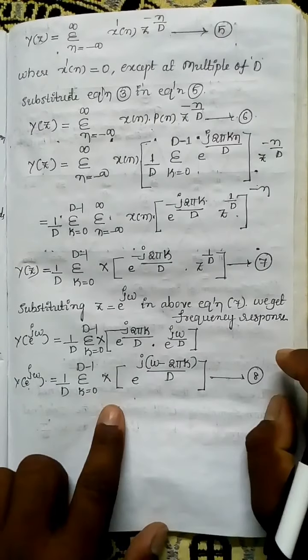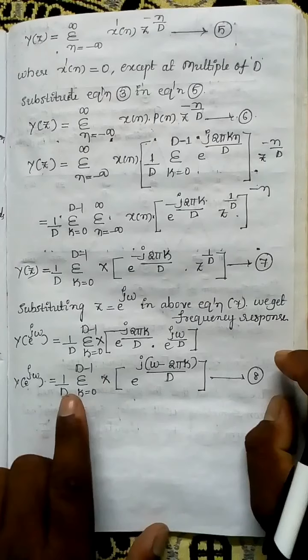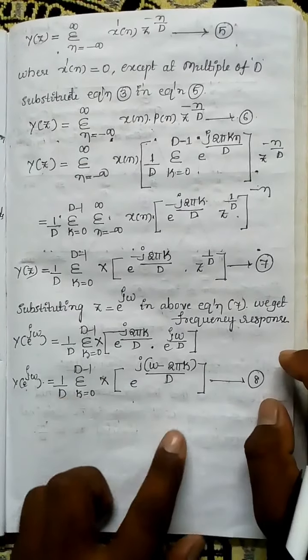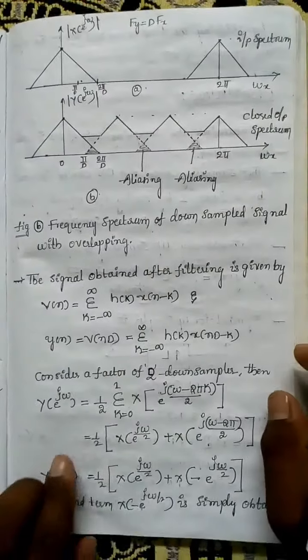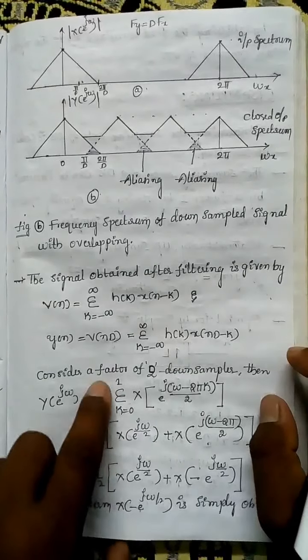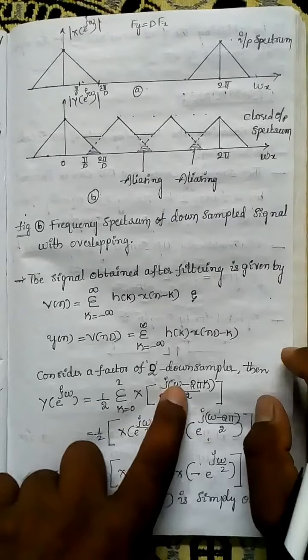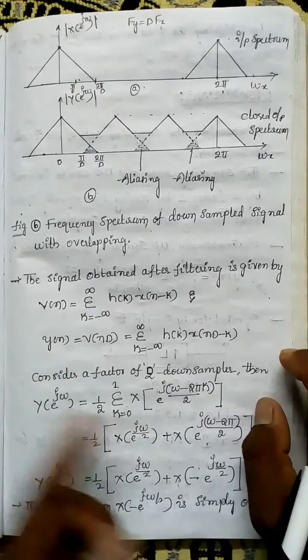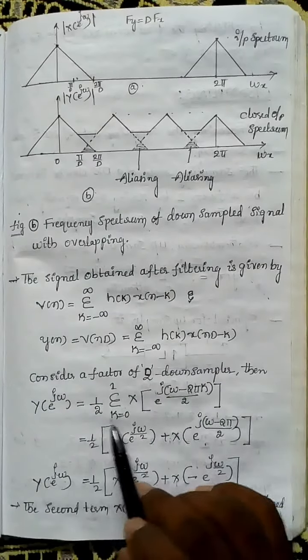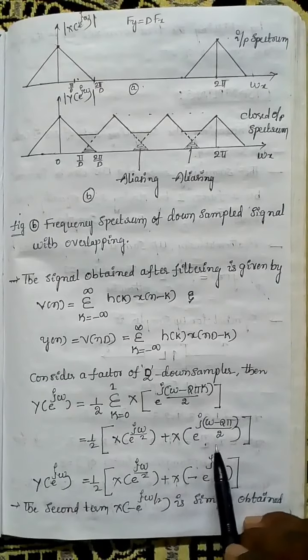You directly substitute this 2 in equation 8. So in this equation you simply substitute d is equal to 2. Wherever d is there, you simply substitute 2. That is 1 by d, and 1 by d means 1 by 2, summation k equals 0 to 1 x of e power of j omega minus 2 pi k by 2, which is the equation given previously. After simplification we get the equation like this.